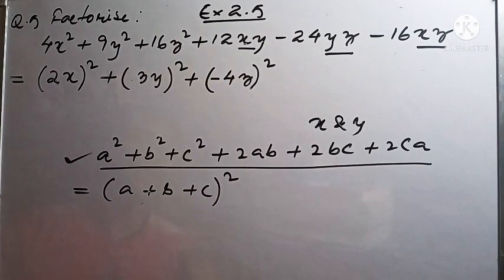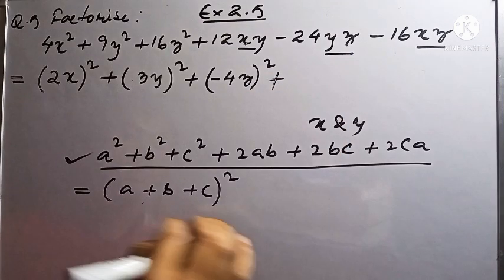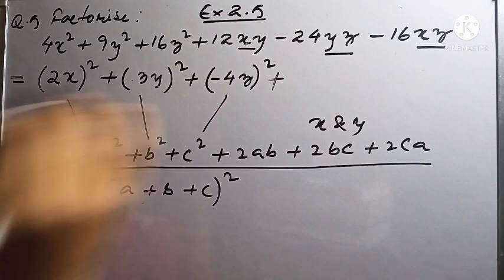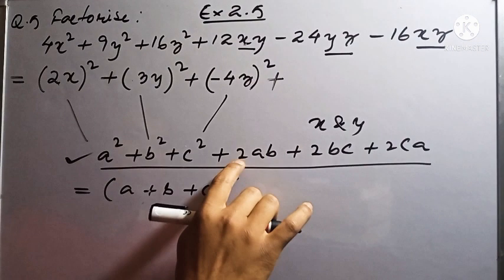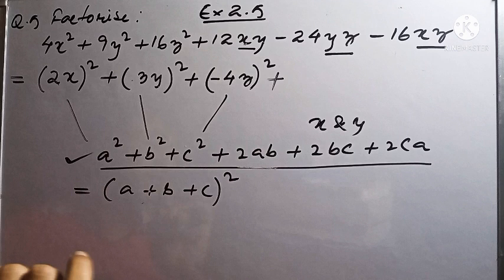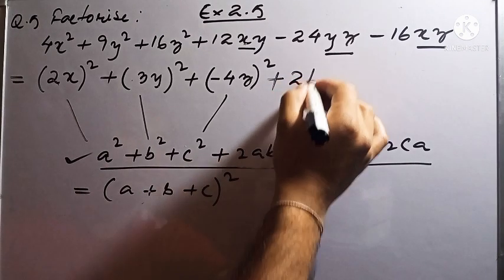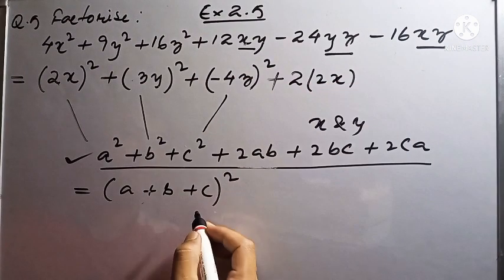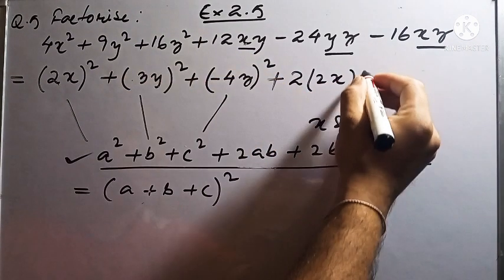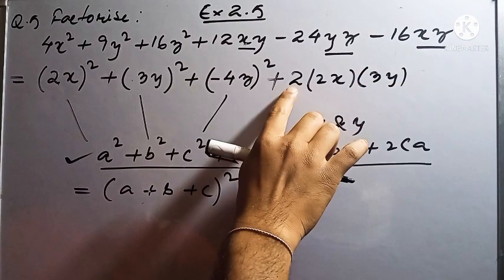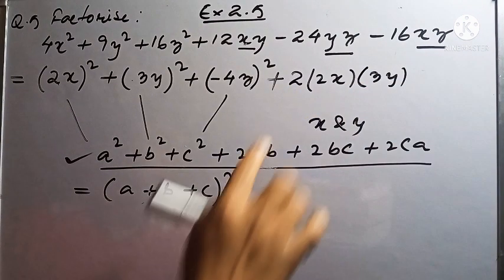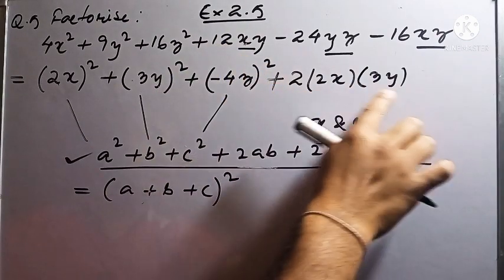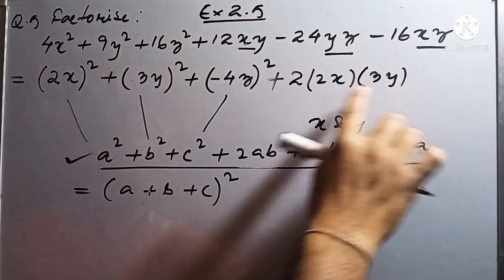Okay, let us see now. We'll put plus here. So this is in the form of a square, b square, c square. Now in the next step, can we express in the form of twice ab? I'll put 2. X comes from twice x, and y comes from thrice y. If we open the bracket, 2 into 2, 4. 4 into 3, 12. It will definitely be plus because everything is positive, and here xy.